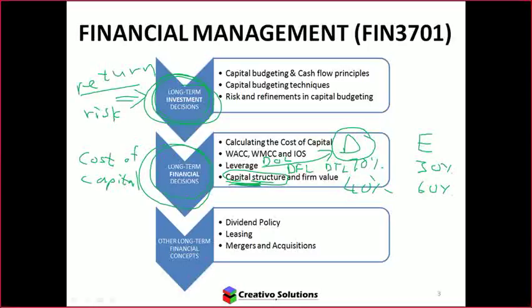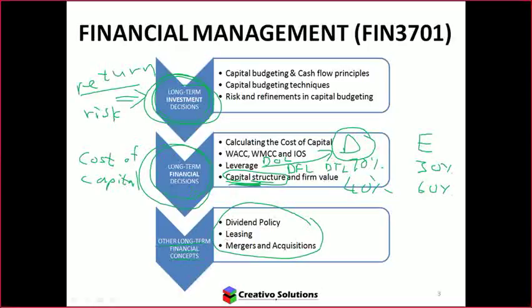Make sense? Yeah. Good. And the last bit is obviously theory, other long-term considerations and concepts that relate to the company's operation. So merger and acquisition: congeneric mergers, horizontal, vertical, conglomerate, etc.